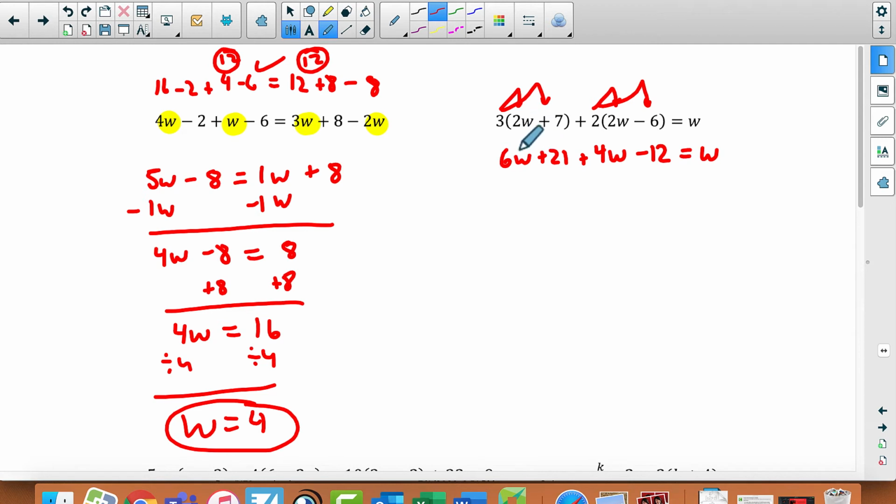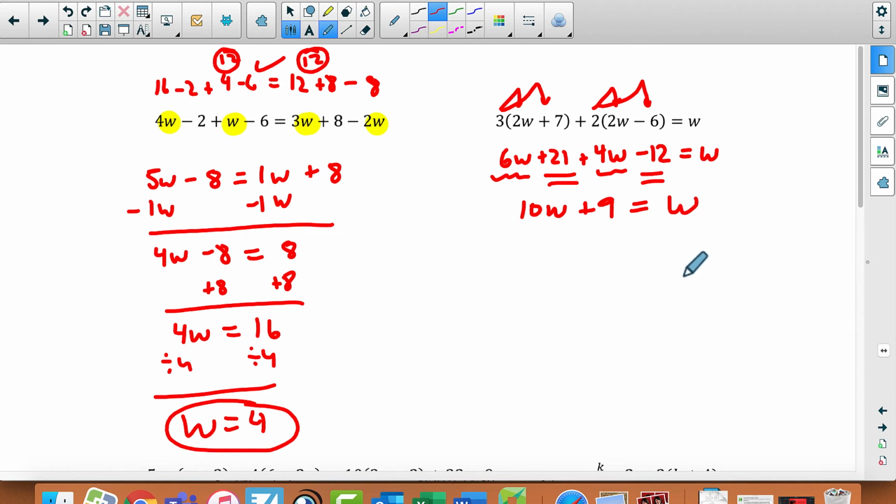Okay, on the left side, do we have like terms? We do. We have a 6w and a 4w, which makes 10w. And we have a 21 minus 12. Uh-oh, break out the calculators. 21 take away 12 is positive 9. So plus 9 equals w.